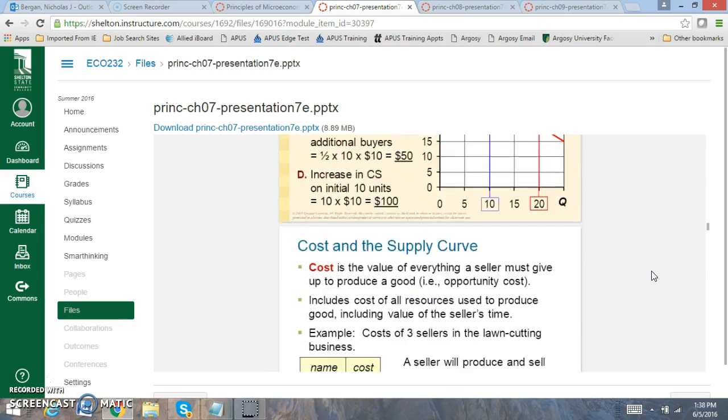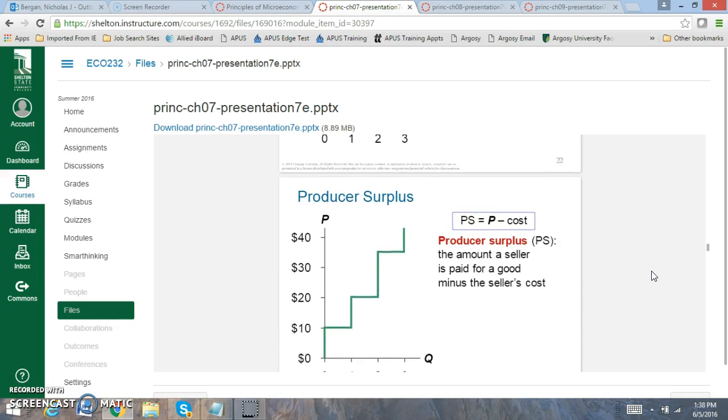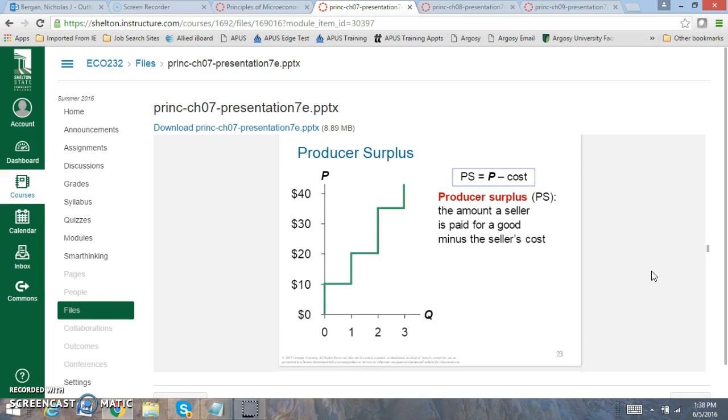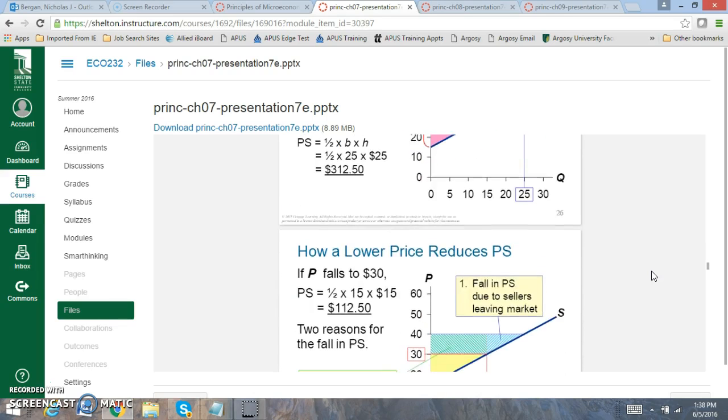Now let's look at the producer surplus. Producer surplus is the amount the seller is willing to sell a good or service for minus the actual price that they receive. So I should say it this way. It would be the price that they receive or are paid for minus their cost to produce. So producer surplus is something on the producer side, which is very important to evaluate, compared to consumer surplus, which is looking at individuals and how they make decisions.